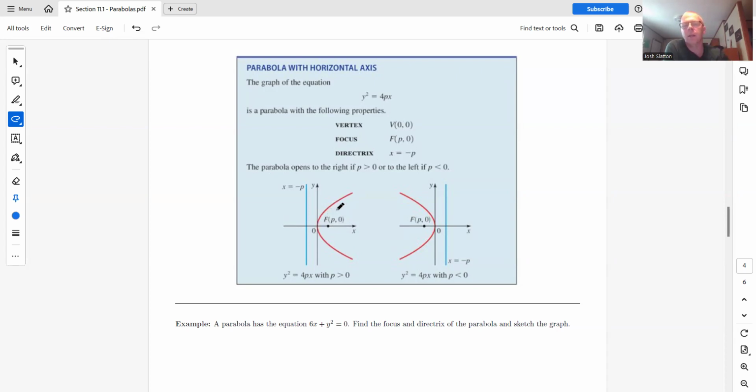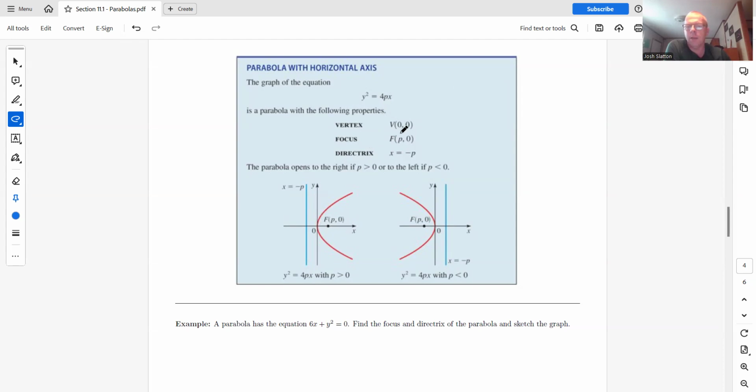Instead of x squared equals 4py, we are switching the x and the y. So we have y squared equals 4px. Of course, when the x is squared, that's a function that we're used to working with. That opens up or down. So it makes sense if the y is the one that's squared, it's going to be opening either to the left or to the right.